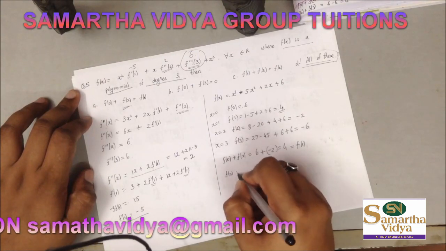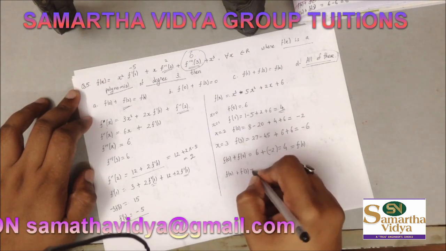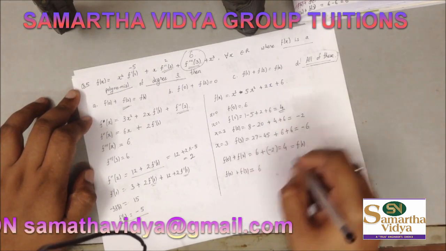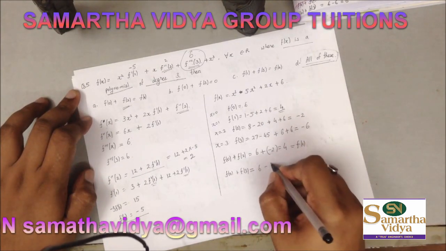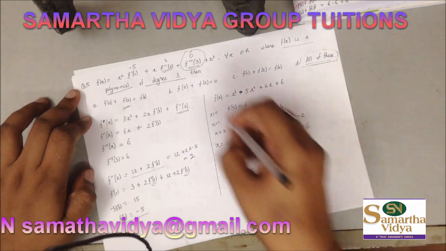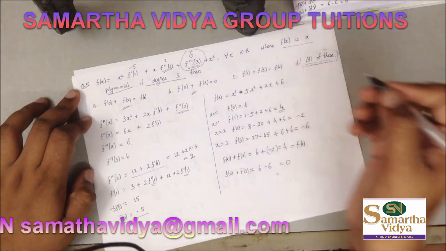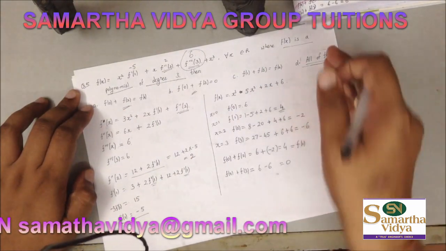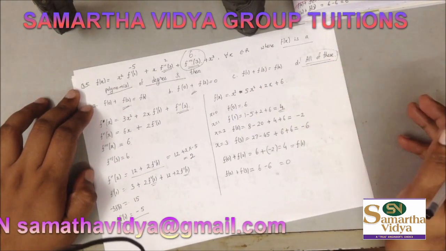Next we go for f of 0 plus f of 3. So f of 0 plus f of 3 is nothing but 6 plus this thing, so the answer you're getting is 0. So this is also a right option. So basically when two options are right, that means the D option should be the right option.